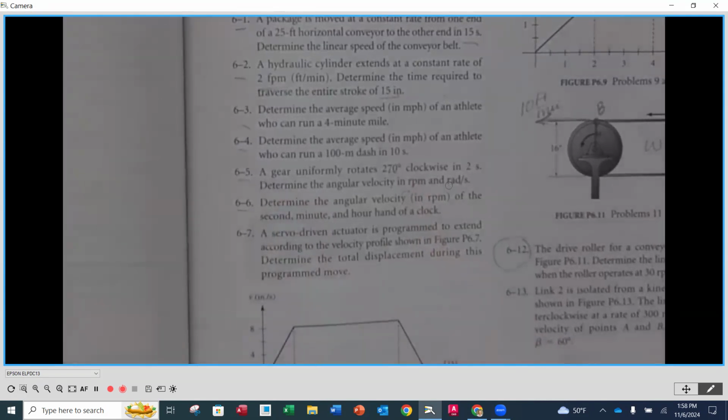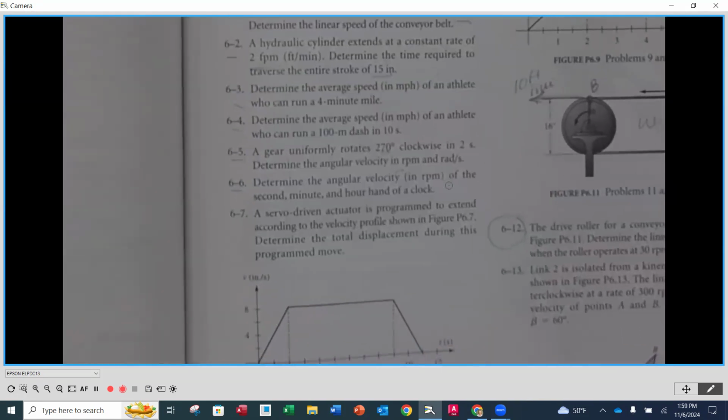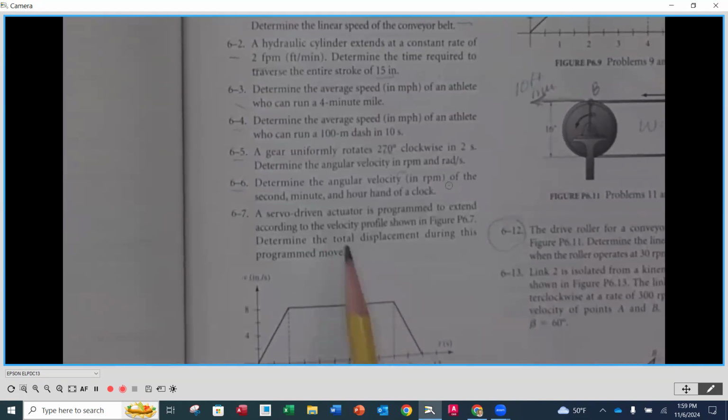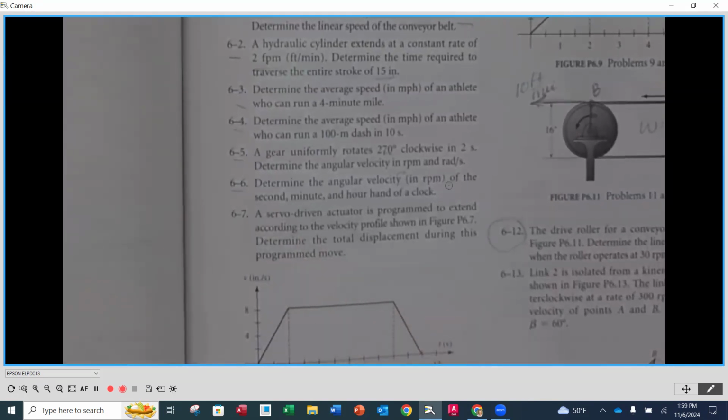Number 5, a gear uniformly rotates at 270 degrees clockwise in 2 seconds. Determine the angular velocity in revolutions per minute and radians per second. So 2 of them there. Those are conversions. Number 6, no diagram here either. Determine the angular velocity in RPMs of the second, minute, and hour hands on a clock or a watch. All right.